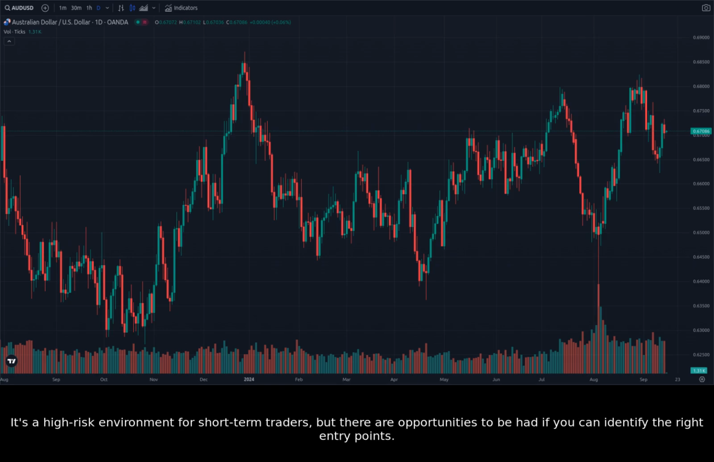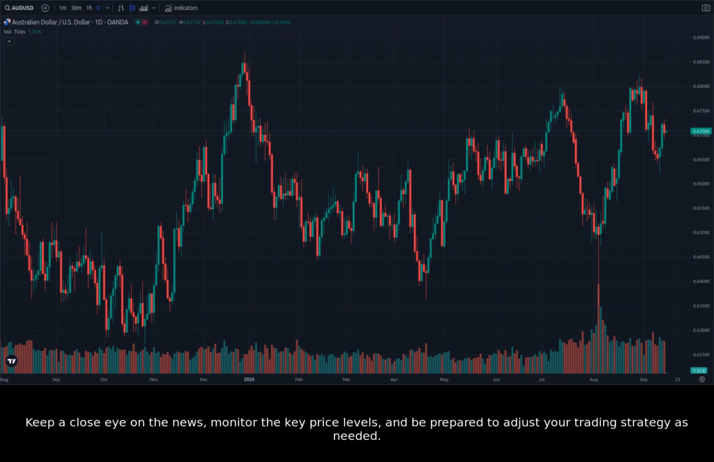It's a high-risk environment for short-term traders, but there are opportunities to be had if you can identify the right entry points. Keep a close eye on the news, monitor the key price levels, and be prepared to adjust your trading strategy as needed.